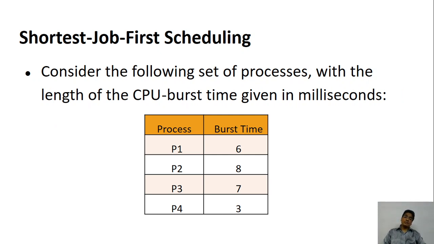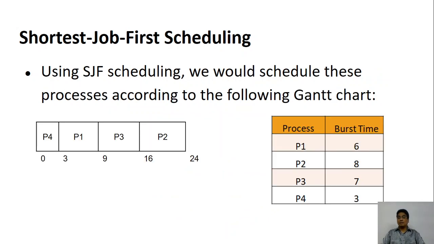Let's assume that we have 4 processes, P1, P2, P3, P4, and all of them have some burst time. Burst time is the time that is required to complete its task. That is the amount of time that is required by the CPU to complete its task. You notice that P4 has the least amount of time, and P2 has the highest amount of time.